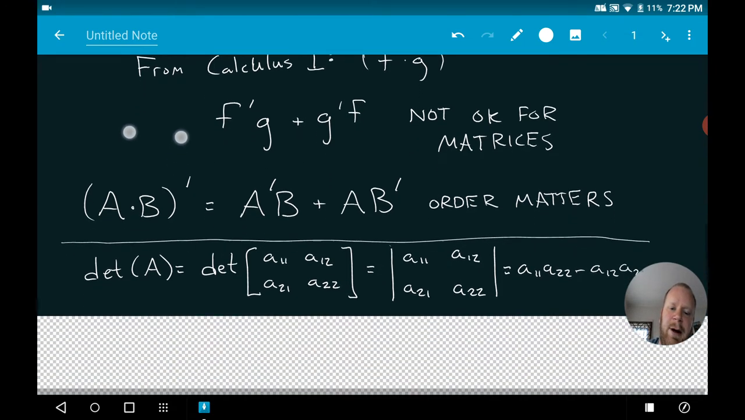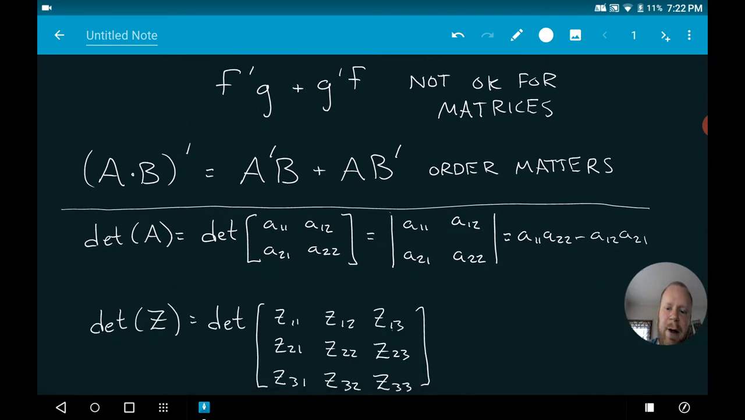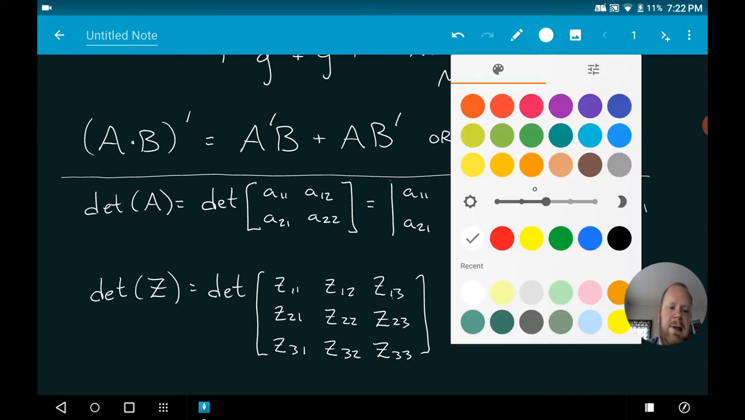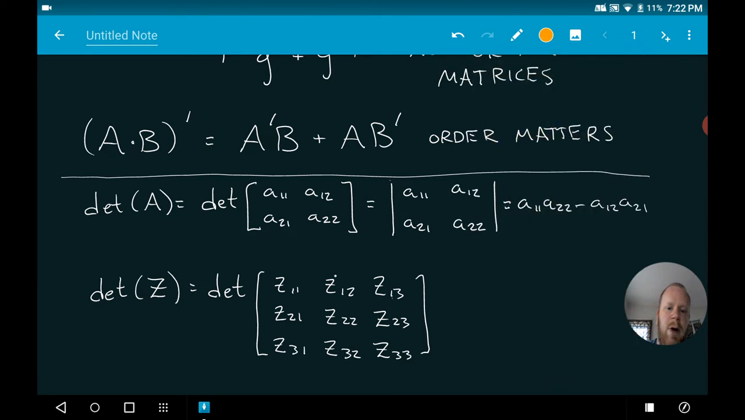Taking the determinant of a 3 by 3 is a little bit more involved. So let's say that we've got this other matrix Z that's a 3 by 3. The way that I like to think about this is to do it by row. So I've got my Z11, Z12, and Z13 on my top row there.